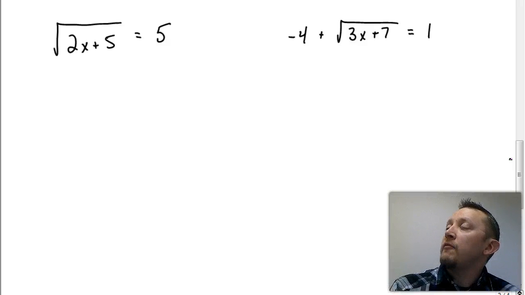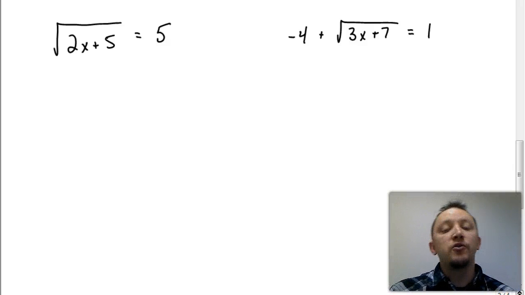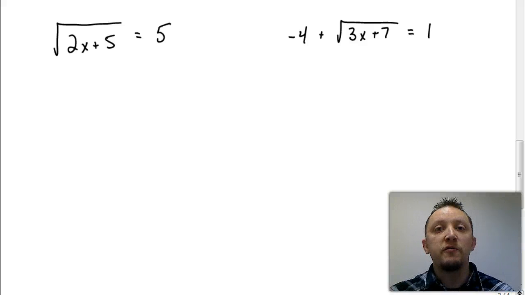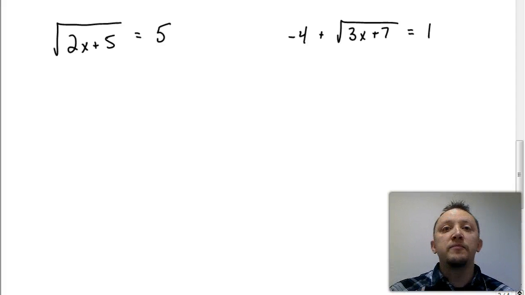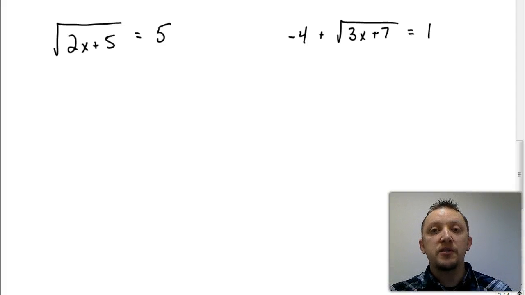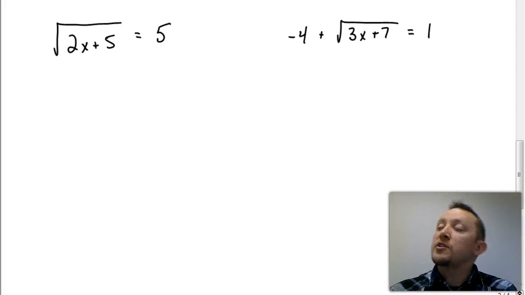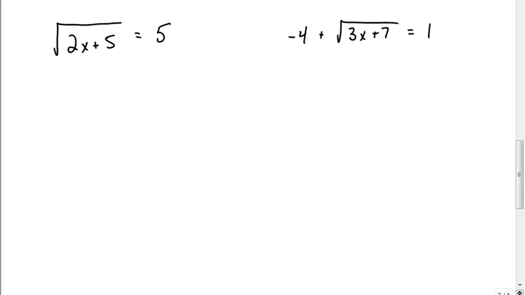Looking at that first example, the square root of 2x plus 5 equals 5, if you notice, that radical sign is isolated. It's all by itself. So I can jump right into solving this particular equation. In the other example, where we have negative 4 plus the square root of 3x plus 7 equals 1, when we go to solve that one, we're going to have to get the radical sign by itself before we do anything with the square root. But let's look at that first one first.